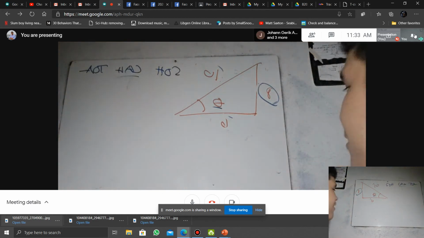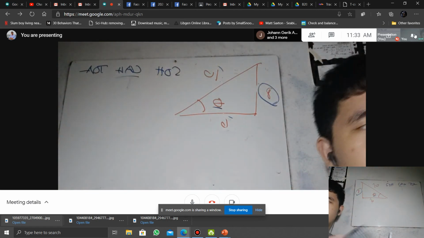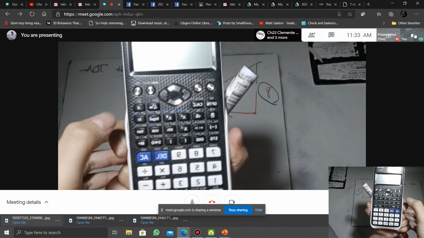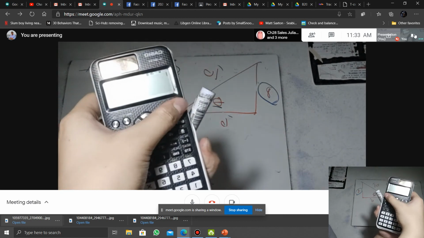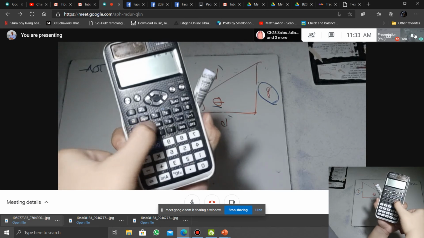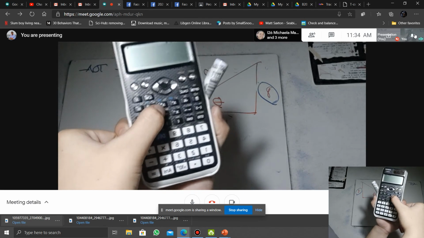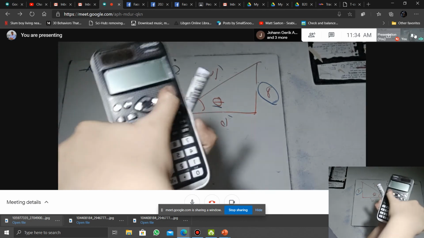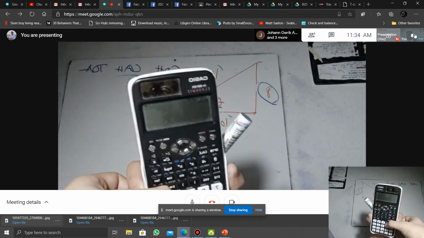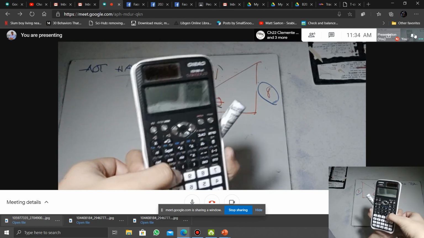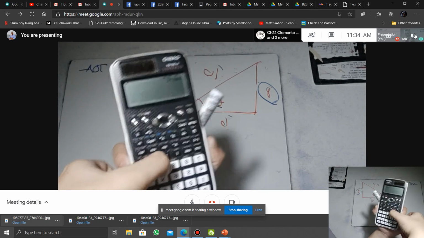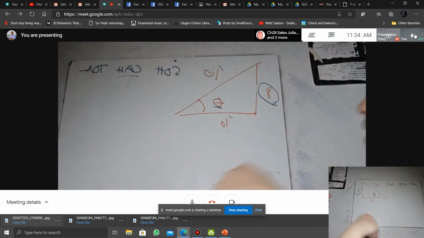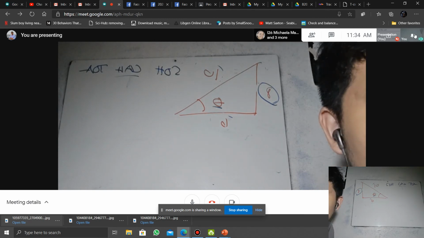Inverse naman, inverse. Okay. Di ba meron kong cycle? How do you get the inverse? Ito yung cycle ko. Shift muna, no? Shift. Tapos, makikita naman dyan. Pag shift, di ba, yellow. Ito, sine negative 1. Or kaya, cosine negative 1. Or kaya, tangent negative 1. Ayan, shift. Tapos, get nyo yung kailangan nyo.